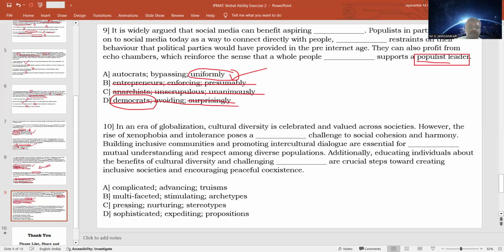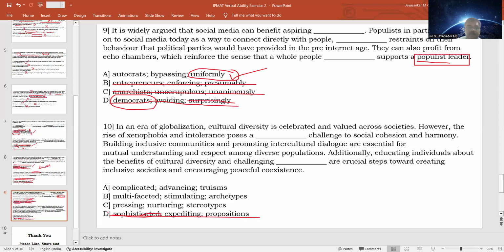Pressing challenge. Pressing means urgent challenge. That is true. Then nurturing mutual understanding. Nurturing means promoting or supporting. That also is true. Sophisticated challenge. This is wrong. Sophisticated means modern or something that is refined. So a challenge cannot be called sophisticated. It can only be called complex or complicated. So sophisticated challenge is not a good answer, and that's why it's wrong. Because of this word being wrong, we can eliminate the entire option.